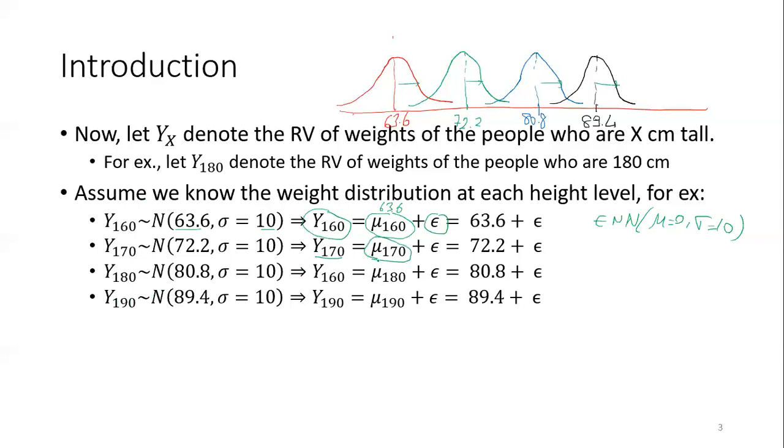So I am able to write all of the random variables as a sum of a constant, mu, the mean of the distribution of this random variable, plus epsilon, which is a normal random variable with zero mean and the same standard deviation, which is equal to 10. So this is how I can write the random variables associated with different means, with different heights.